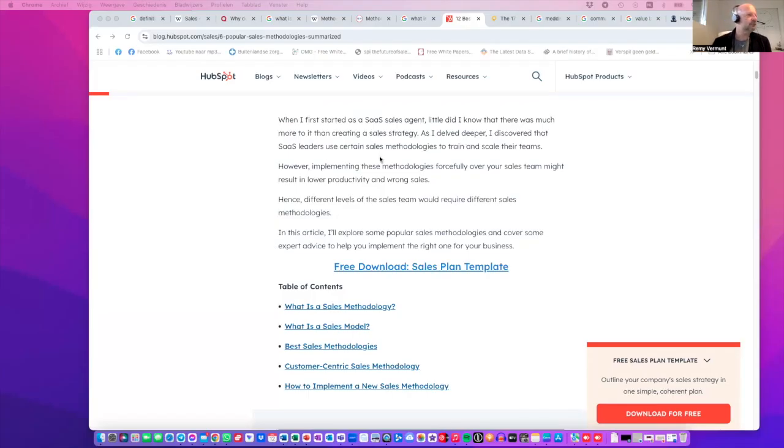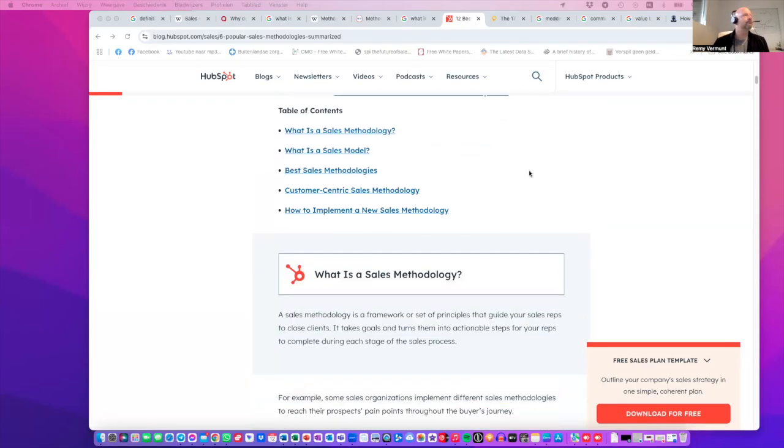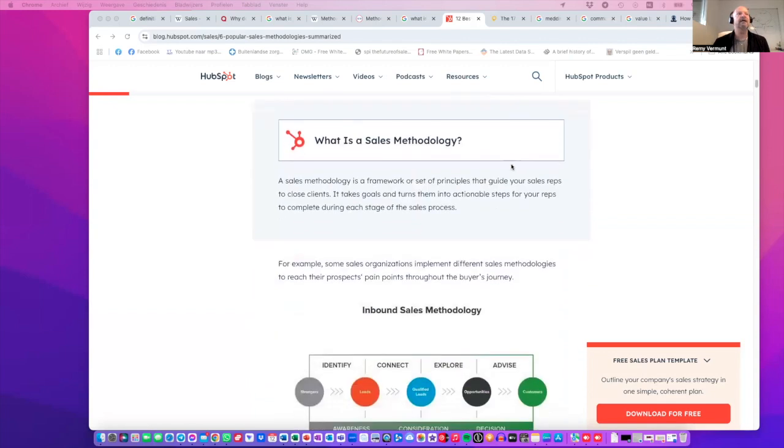"I discovered SaaS leaders use certain sales methodologies." Of course, that's true, to train and scale the teams. Good. What is a sales methodology? That actually is a sales method, right? "A sales methodology is a framework or set of principles" - so that's a philosophy - "that guide your sales reps" - not agent, okay - "to close clients" - no, to close deals. We don't call clients because we want those clients to exist. We don't want them to shut down their company. "To close the deal, it takes goals and turns them into actionable steps for your reps to complete during each stage of the sales process."